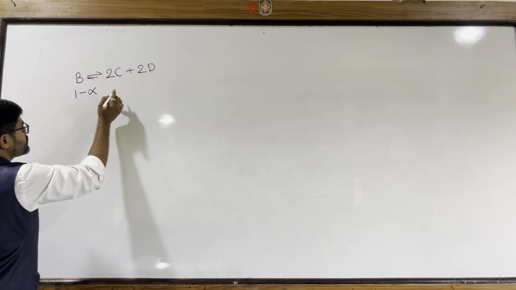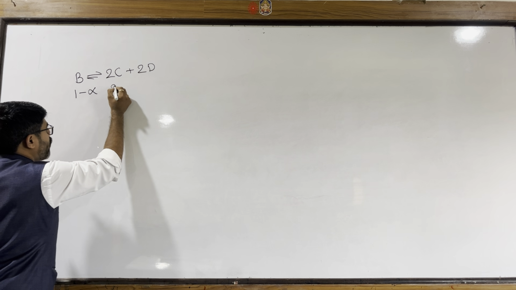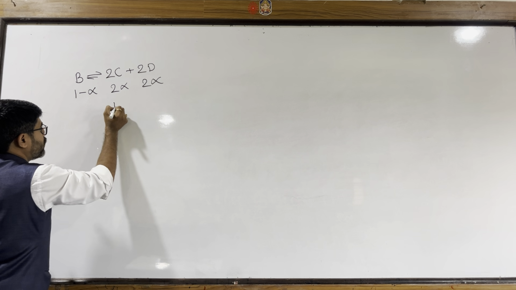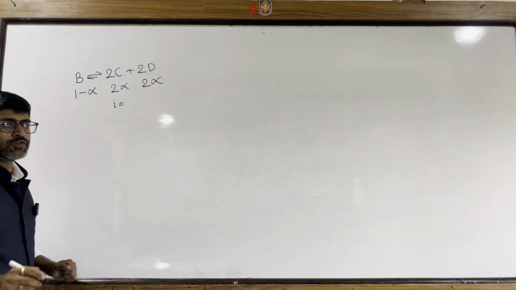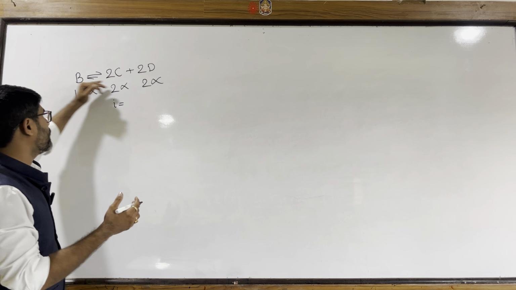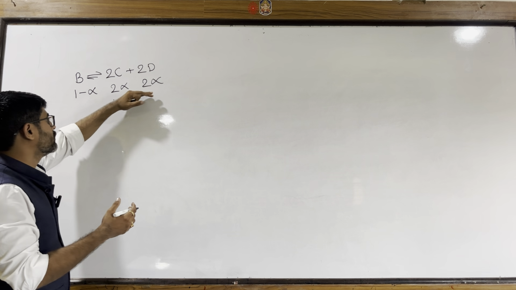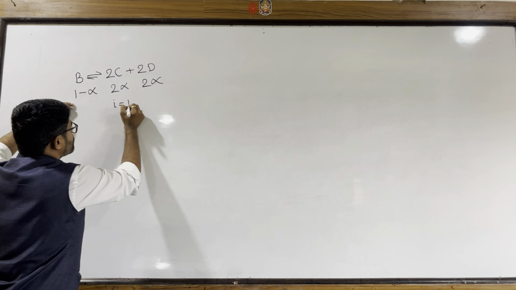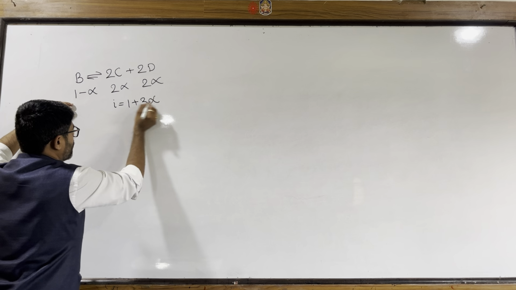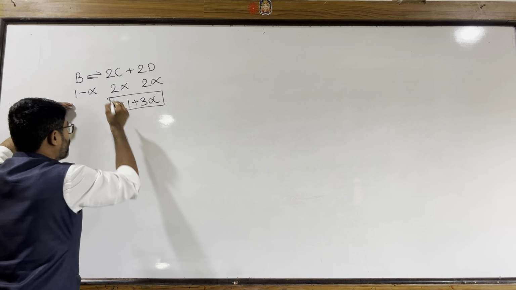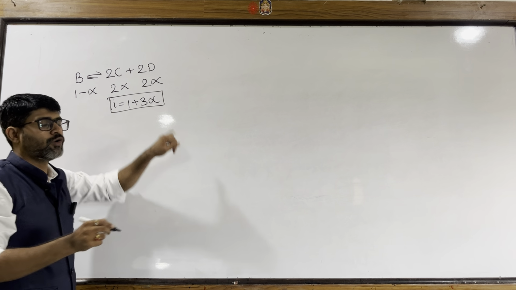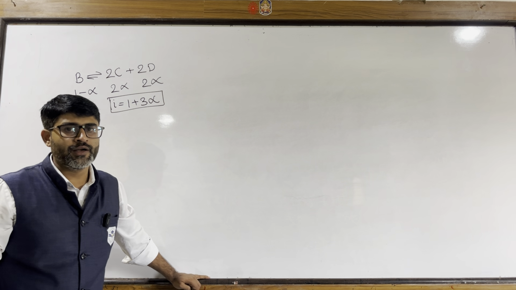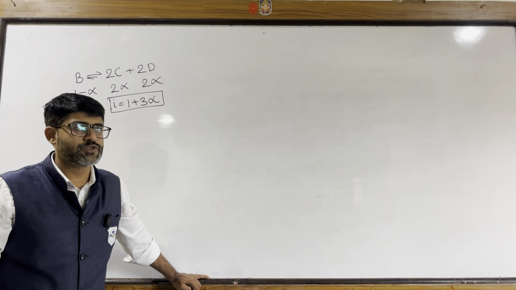So if initially it is 1, and alpha of it is reacted, then the remaining amount of B is 1 minus alpha. The amount of C formed is 2 alpha, the amount of D formed is 2 alpha, and i, the Van't Hoff factor for such a reaction, is the sum of all these values. So we get 1 minus alpha plus 4 alpha, so this is 1 plus 3 alpha. If we find the value of i, we can find the value of alpha as well. And by multiplying alpha with 100, we get the percentage dissociation.